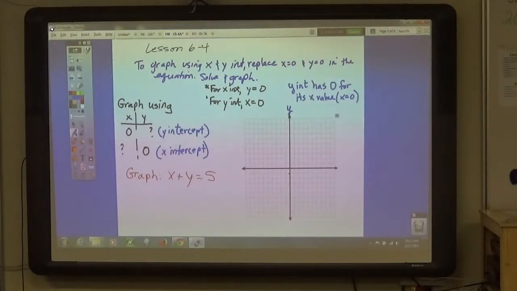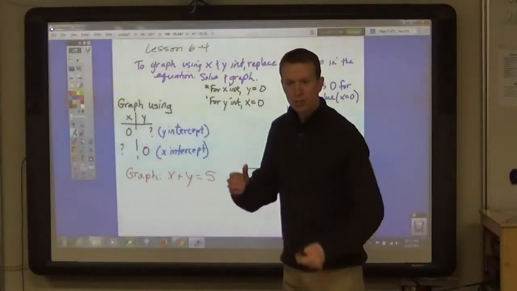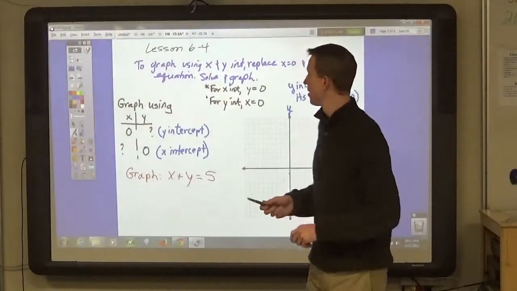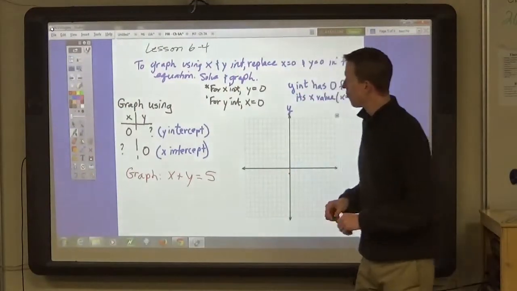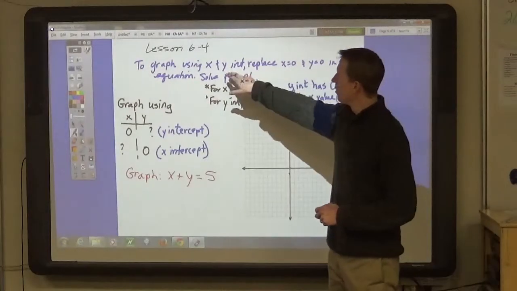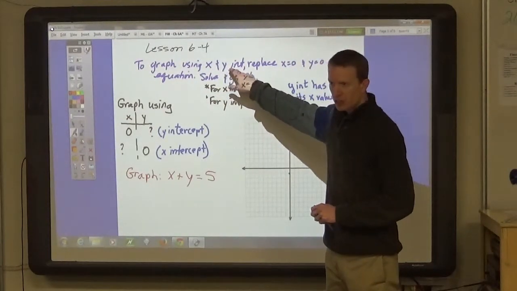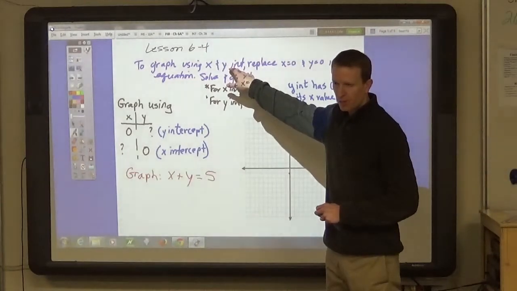All right, 8th graders, lesson 6.4 is about standard form equations. Last time we talked about the slope-intercept form of equations. These are what are called standard form equations. And the first concept is to use the x-intercept and the y-intercept to graph an equation.